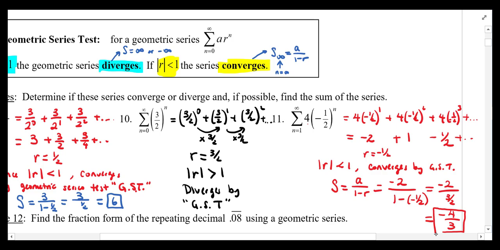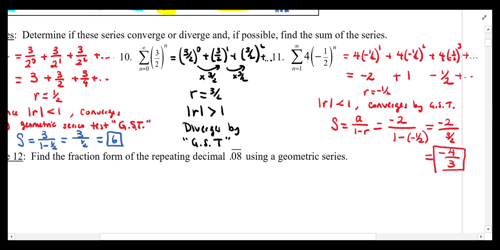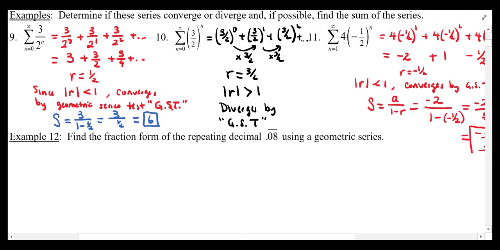Okay, so look at this repeating decimal. Repeating decimal, what does that mean? That means it goes on forever, you're right. How would you rewrite this as a fraction? That's what they want us to figure out.